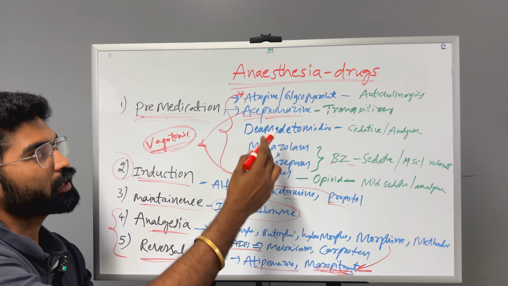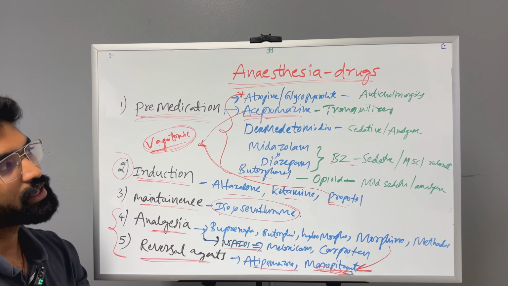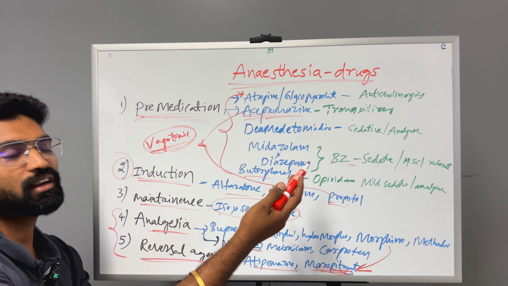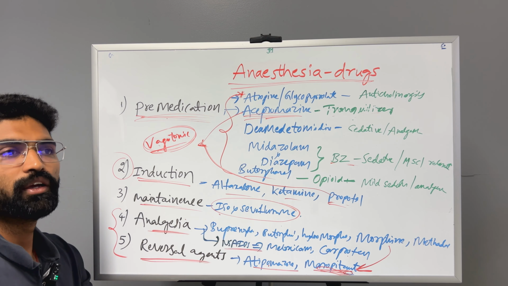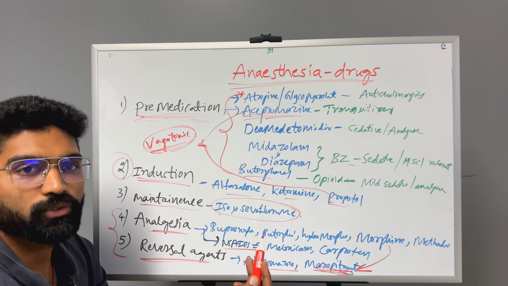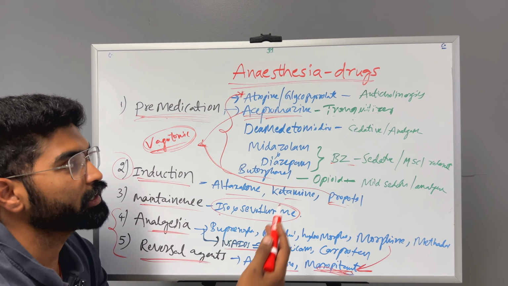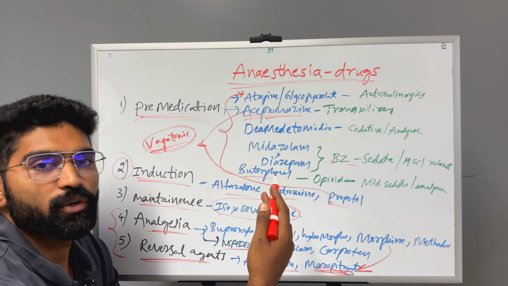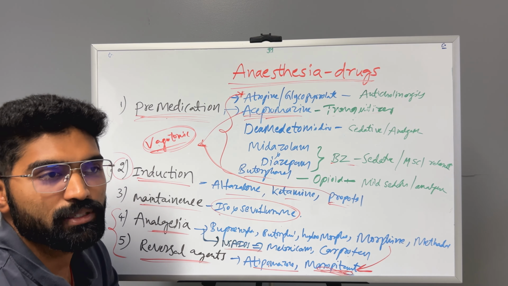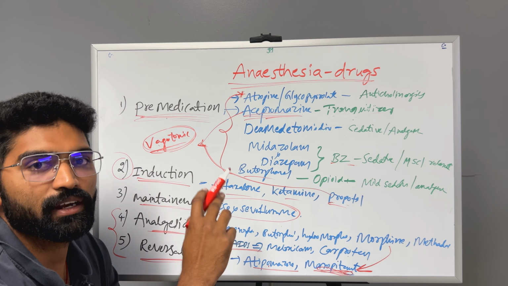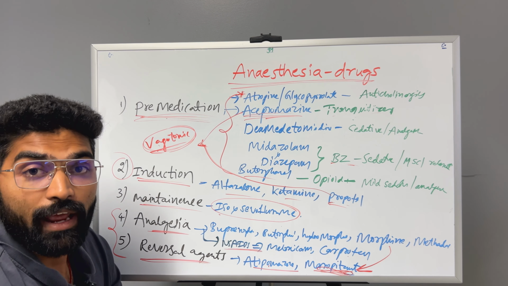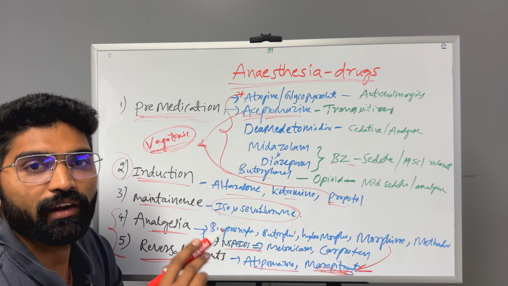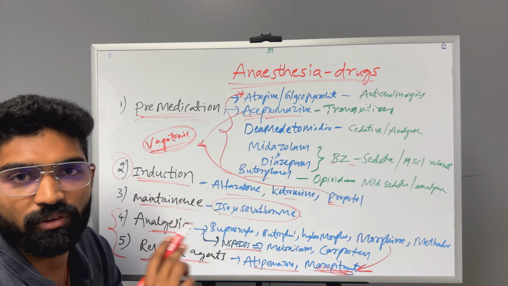Coming to acepromazine, we call it a tranquilizer. We categorize it as either a tranquilizer or a sedative depending on its dose. If you give a low dose of acepromazine, it functions as a tranquilizer. If you give a slightly higher dose, it will act as a sedative. So what is the difference between the tranquilizer and the sedative? Tranquilizers make the animal calm and reduce the stress, but will not cause any drowsiness.